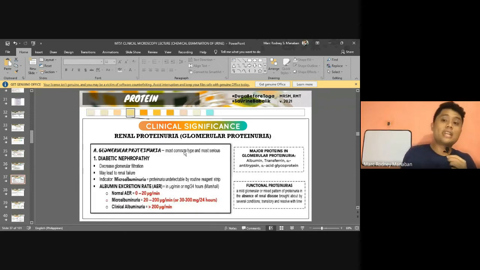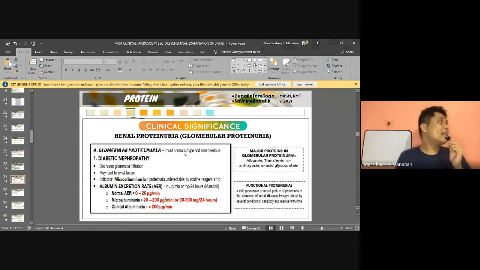Next, of course, is your renal proteinuria. When we say renal proteinuria, it's really affected, or the cause of proteinuria is because of damage in the kidneys themselves. And your renal proteinuria can be divided into two major types. You have glomerular and tubular proteinuria. So we'll start first with glomerular proteinuria.